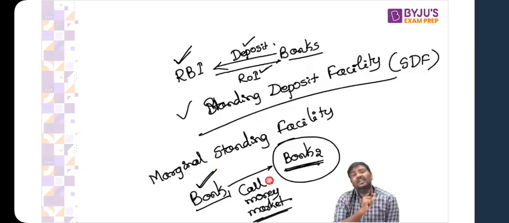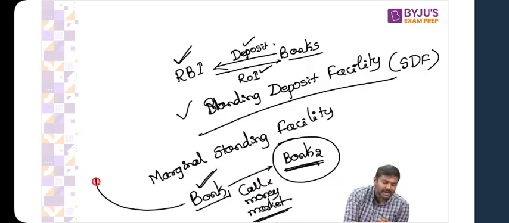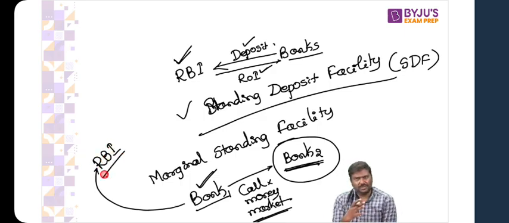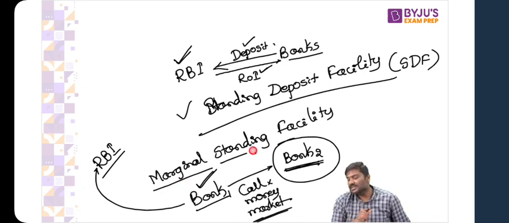In that situation, this bank can approach RBI, Reserve Bank of India, and borrow for a very short duration. Let's say for one day, overnight purposes. This is called a marginal standing facility. Is it okay? This is called marginal standing facility. Okay. Done.